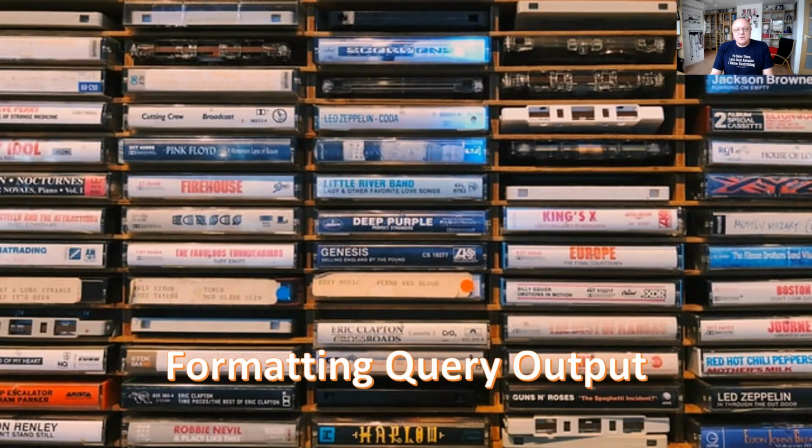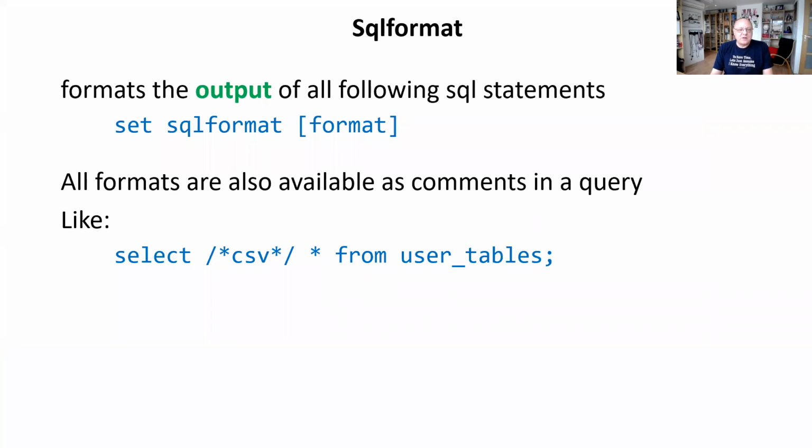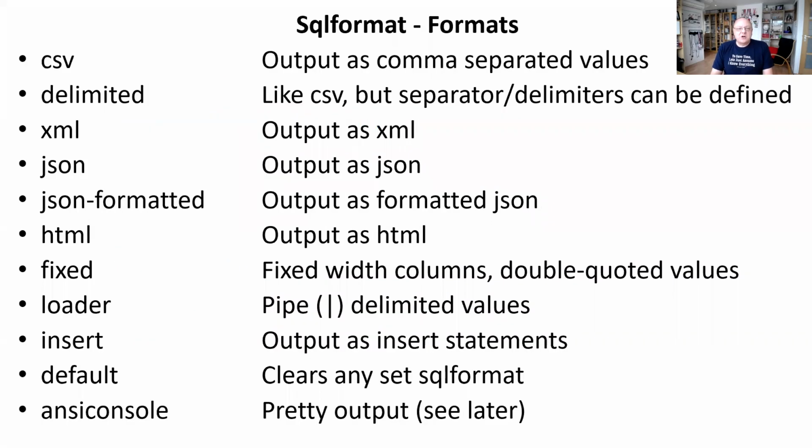The formatting of query output. SQLcl has a lot of options for that. We have SqlFormat. It formats the output, and you use it with set SqlFormat, and you give it a format. You can also use that format in a query itself with a hint like this one, /*CSV*/. And these are the formats that SQLcl supports. That's quite a lot.